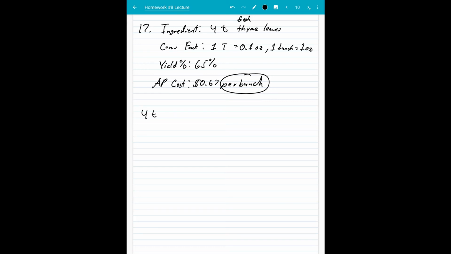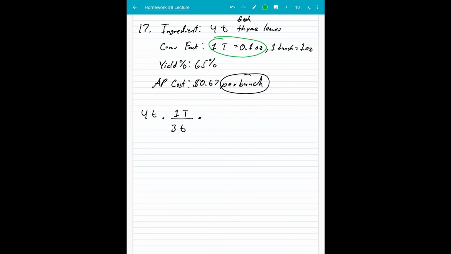So what we need to do is make our way from a volume measurement, volume to weight, and then weight to unit of bunch. Start with what we're given, 4 teaspoons. It needs to go into tablespoons. So for every 1 tablespoon, we have 3 teaspoons. Now we can use this conversion factor right here.